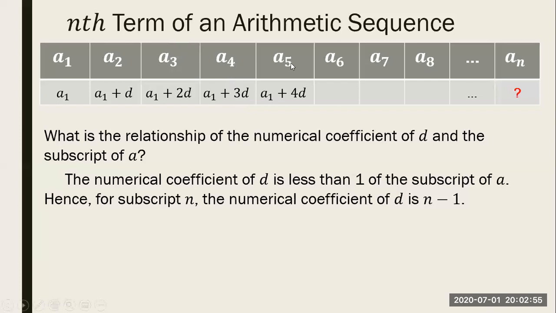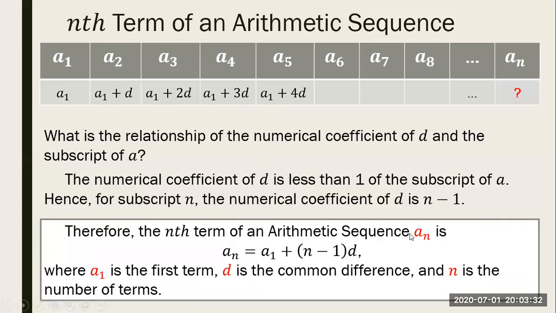So, halimbawa, dito sa ating fifth term, ang katabi ng d ay 4, minus 1 palagi. Dito naman 4. So, ang katabi ng d ay 3. So, 4 minus 1 is 3. Dito naman sa 3, 3 minus 1 is 2. So, yun yung relationship ng subscript at ng coefficient ng common difference. See, it is always n minus 1. So, the numerical coefficient of d is n minus 1. Palagi siyang n minus 1.